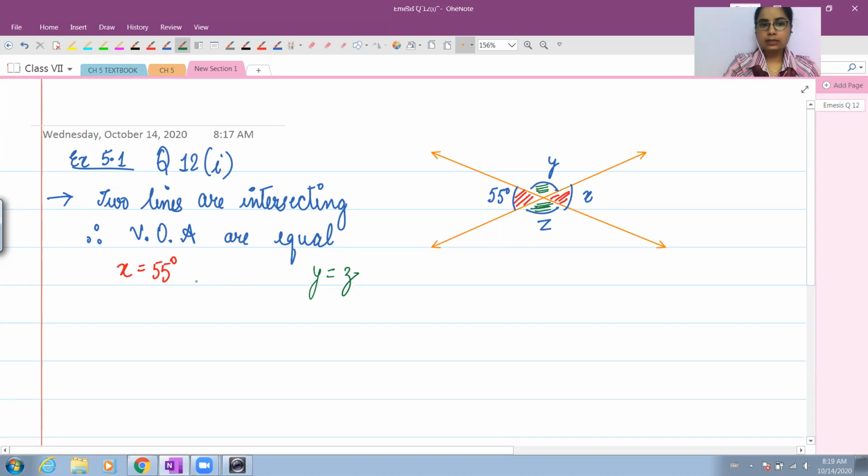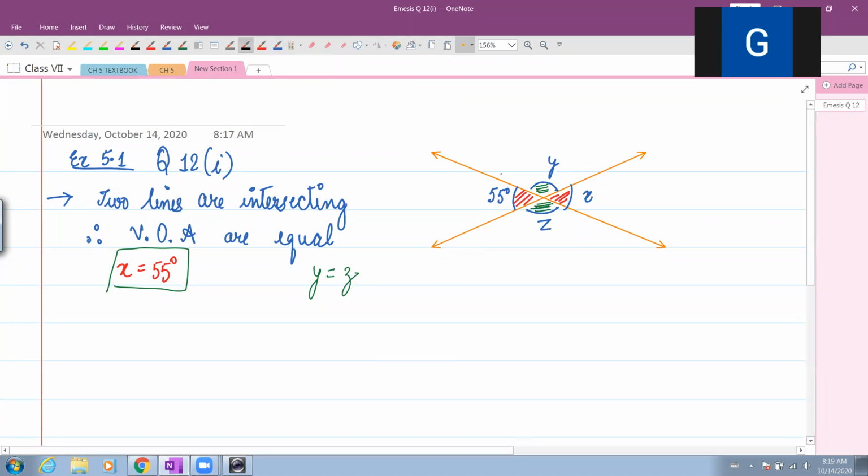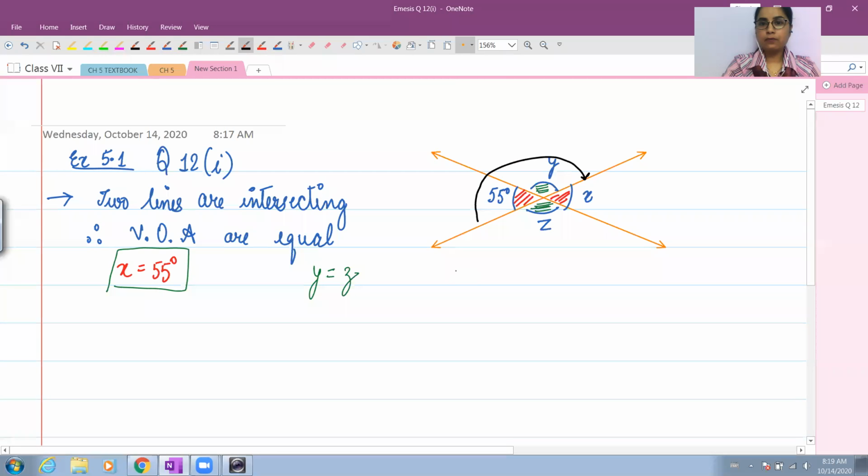Now X has value 55. We have the value of X. This is one answer. We need to find out Y and Z. So we need to think about something else. For this, what I'm going to do is I'm going to use the property that Y and 55 degrees, they are forming a linear pair.